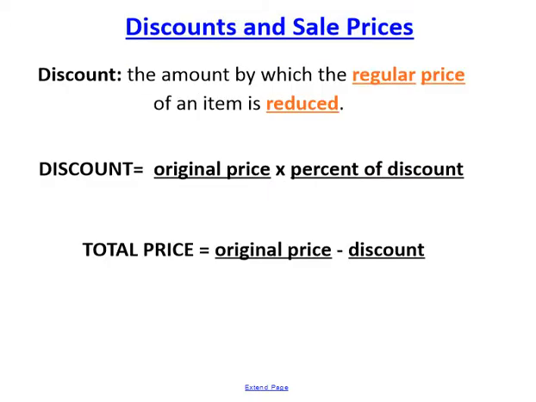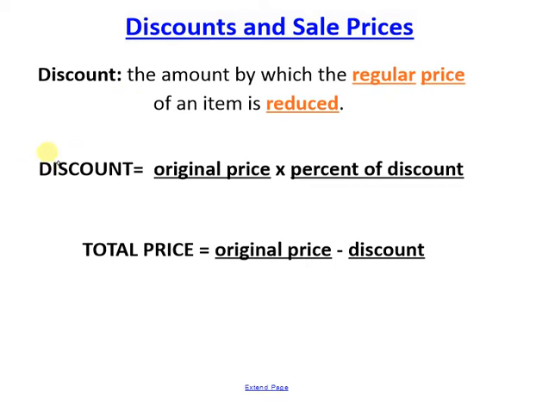Okay, so our 2 important formulas to know. Well, first let's start off with what a discount is. A discount is the amount by which the regular price of an item is reduced. So that means that if you go to the store and the regular price of an item is $100 and the discount is 30% off, that means it's reduced by $30.